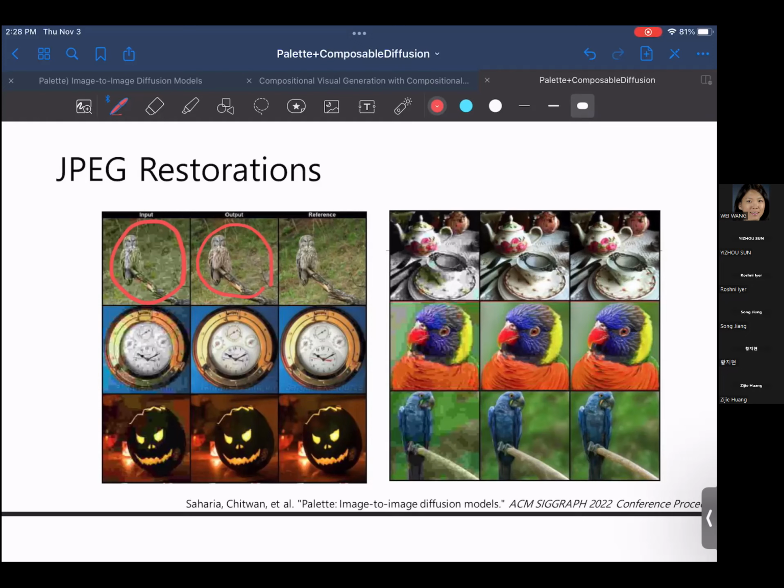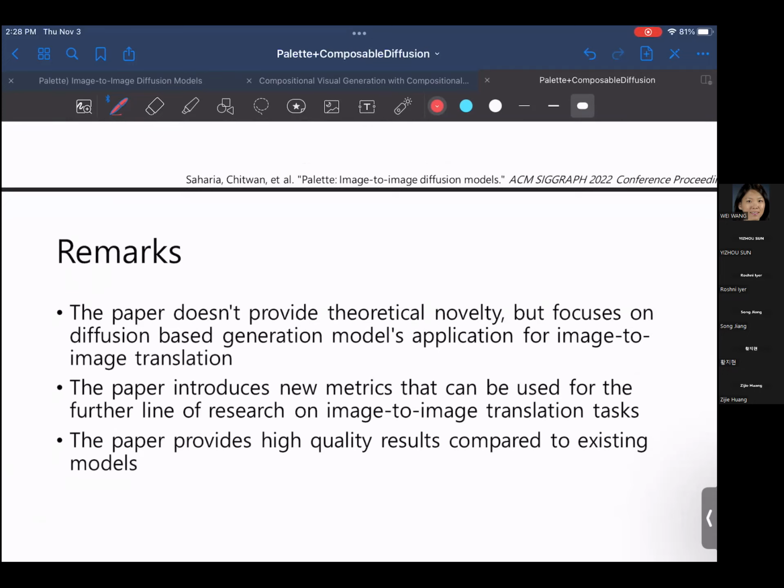In terms of remarks, for me, it felt like the paper didn't provide any theoretical novelties, because it was giving exactly the same conditional diffusion model, which uses the input, just changing the input from text to an image. And the paper proposes new metrics that can be used for further lines of research. I would say that is one of the contributions of this paper. Also, the paper proposed a multitask model that can be used for high quality results, which is quite impressive.